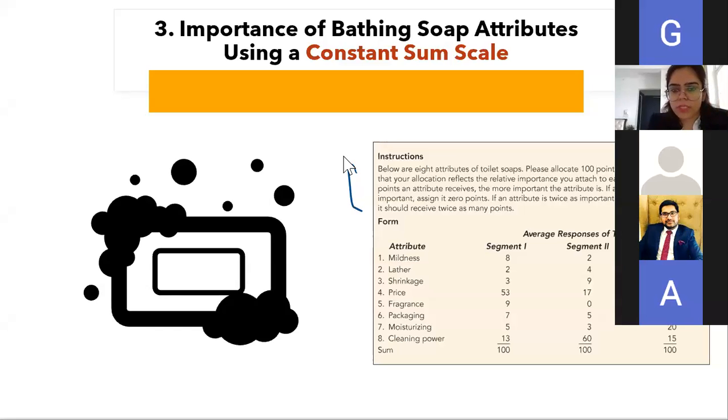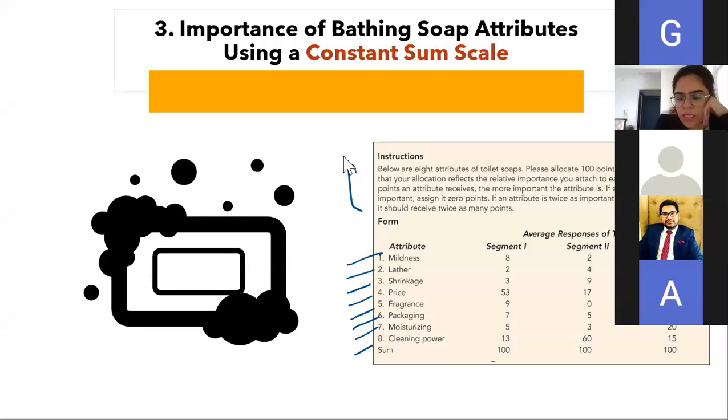The more points an attribute receives, the more important the attribute is. If an attribute is not at all important, assign 0 points. If an attribute is twice as important, you should give double the points. Okay, so these are 3 segments, and they have given these points on these attributes: mildness, lather, shrinkage, price, fragrance, packaging, moisturizing, cleaning power, and the sum is 100.